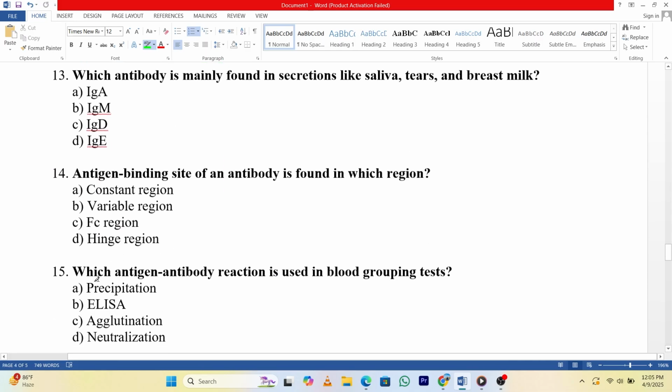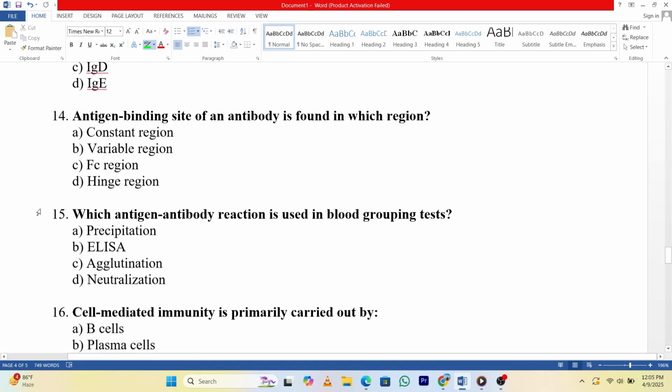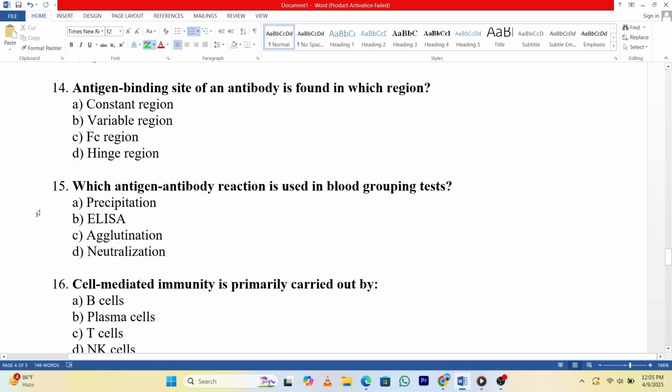13. Which antibody is mainly found in secretions like saliva, tears, and breast milk? A. IgA. B. IgM. C. IgD. D. IgE. Answer A. IgA. 14. Antigen binding site of an antibody is found in which region? A. Constant region. B. Variable region. C. Fc region. D. Hinge region.